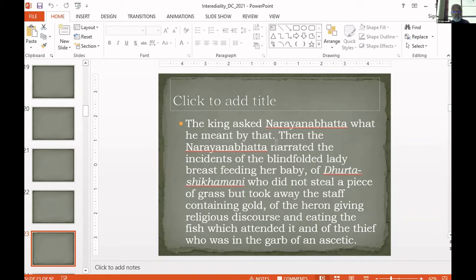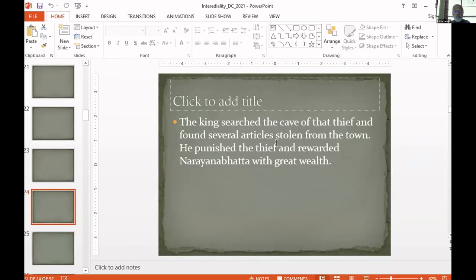Then Narayana Bhatta narrated the incidents of the blindfold lady breastfeeding her baby, of Dhurta Shikamani, the cheat, who did not steal a piece of grass but took away the staff containing gold, of the heron giving religious discourse and eating the fish which attended the discourse, and of the thief who was in the garb of an ascetic. The king searched the cave and found several articles stolen from the town. He punished the thief and rewarded Narayana Bhatta with great wealth.